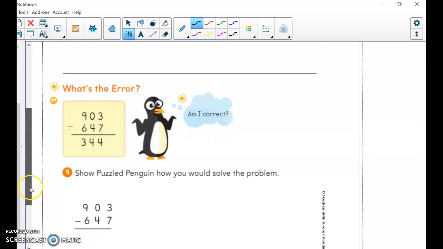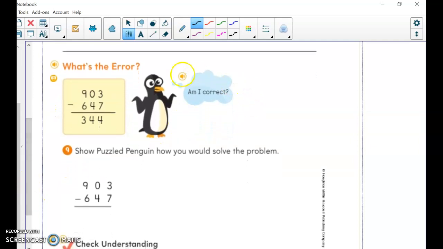Okay. Puzzle Penguin says, am I correct? He did 903 minus 647, and he came up with 344. Okay. What do you think? It says, show Puzzle Penguin how you would solve the problem.